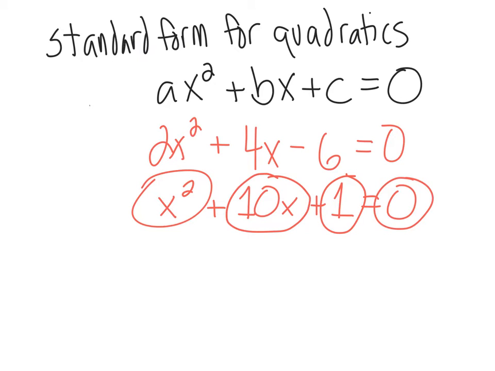And you're going to see why we like to have it end in 0. This is very important. You're going to see why in a moment, because we're going to start factoring these. But again, standard form always takes this form: ax squared plus bx plus c equals 0. Now we're going to look at a few of these, and we're going to factor them.